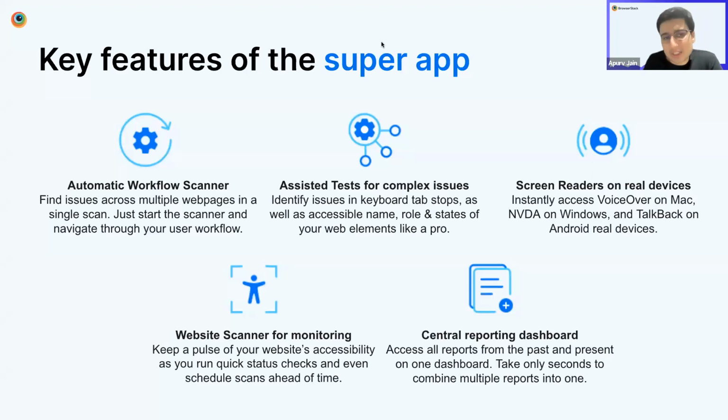There are 5 key features that I'd like to talk about. I think the first row represents the different modalities of testing. We offer testing through automatic issue detection, semi-automatic, and manual. So we offer an automatic workflow scanner that allows you to test across multiple pages in a single scan. And the great thing with this is it allows you to test and understand the natural workflow for a user.